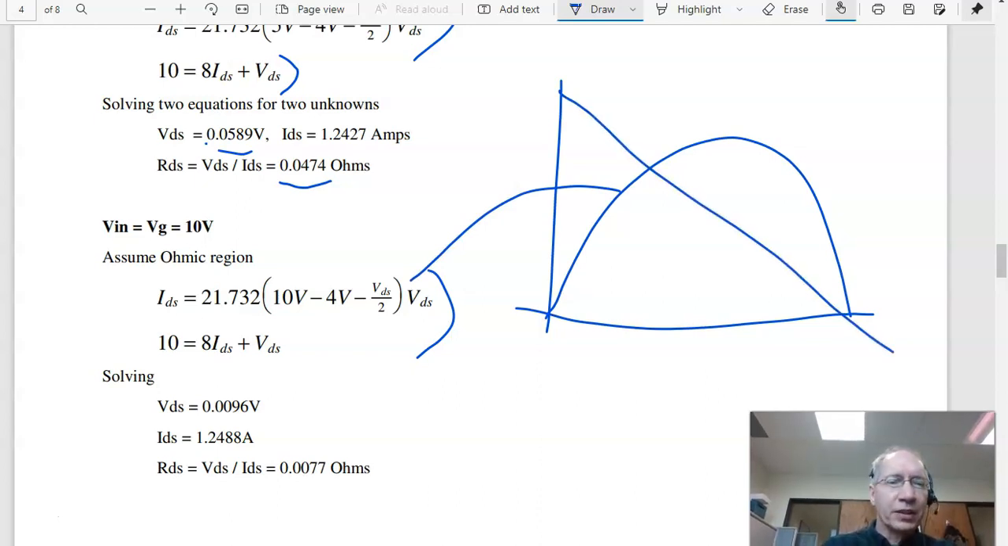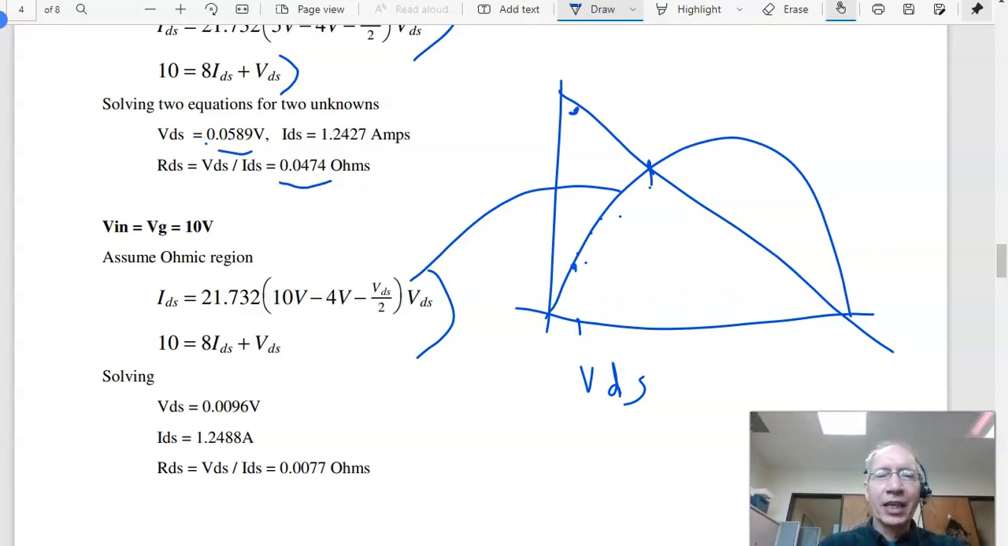I'm going to guess the voltage, VDS, find the first answer, find the second one. I want the difference to be 0. Keep on iterating until the difference is 0. That's my function equals 0. I've got function equals 0 programmed on my calculator, and I'll just iterate until it finds the 0. The 0 is the one closest to the y-axis, the small VDS. Turns out VDS is actually 0.0096 volts, and the resistance is 0.0077 ohms. IDS 1.24 amps.